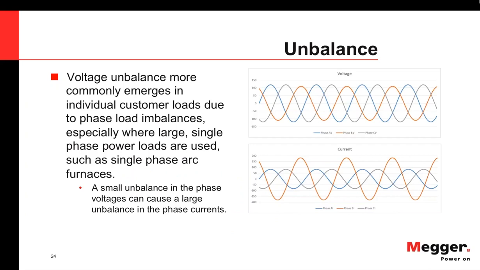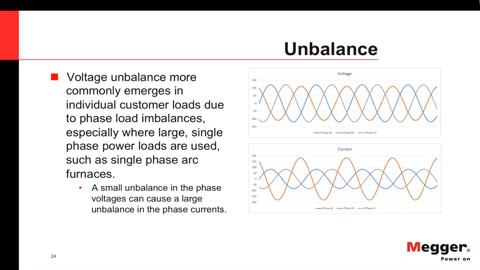A voltage imbalance more commonly emerges in individual customer loads due to phase or load imbalances. This is especially true where you have large single-phase power loads, such as single-phase arc furnaces. Keep in mind that a small unbalance in phase voltage can cause a large unbalance in phase current. This can be a difference of 6 to 10 times. So when you see an unbalance in the voltage, if you have a three-phase motor, you may see a 1% unbalance in voltage. This can represent up to a 10% unbalance in current.